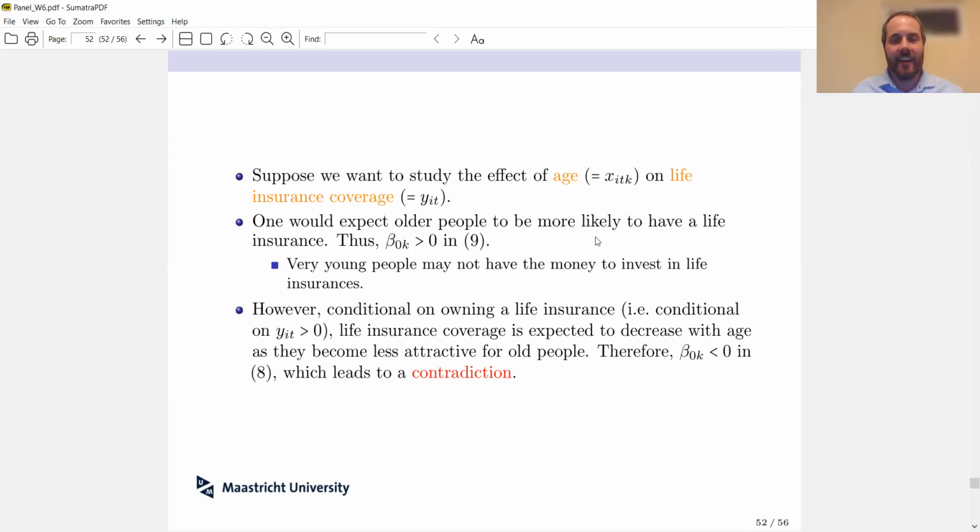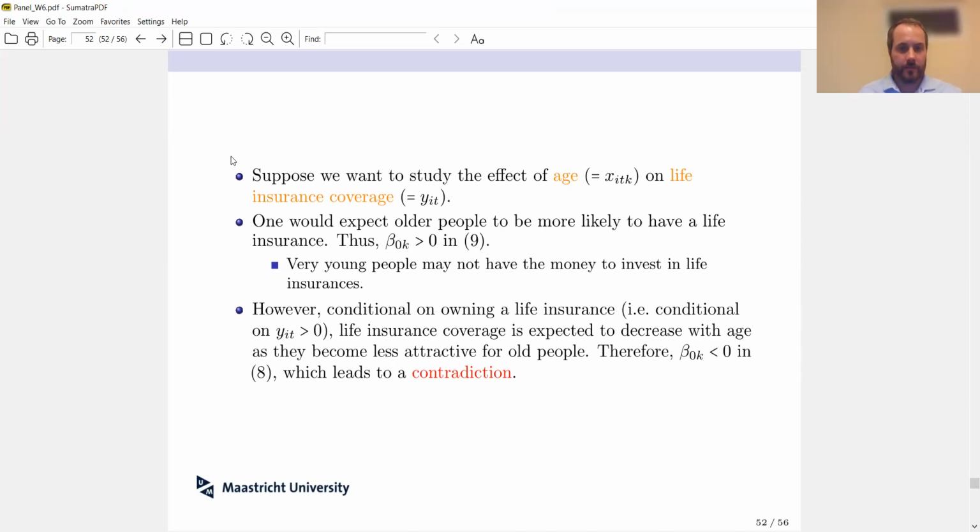So let's say we are interested in the effect of age, and that plays the role of our XITK, on life insurance coverage, which is our outcome. Now, of course, first of all, you will see if you look at the data set of a random subsample of the population, that there's a lot of people that don't have any life insurance.